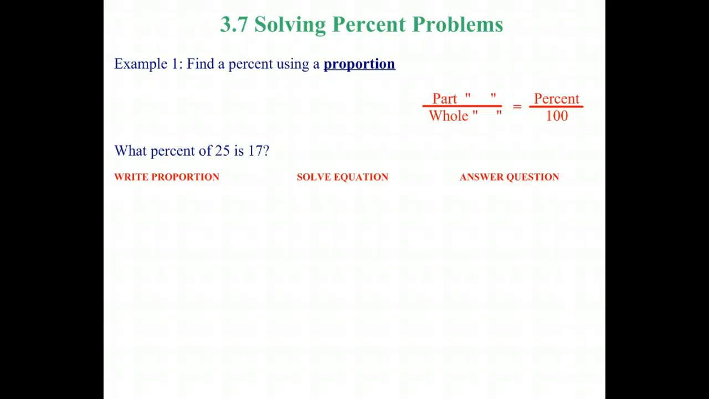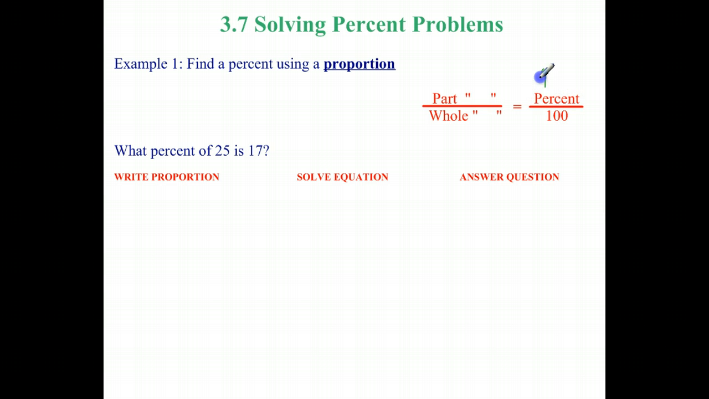We're going to talk through Chapter 3, Section 7, Solving Percent Problems. We're going to talk about two different methods to do that. The first method is using a proportion. You might remember from past years that when we use a proportion, we always set up the part in the numerator, the whole in the denominator.